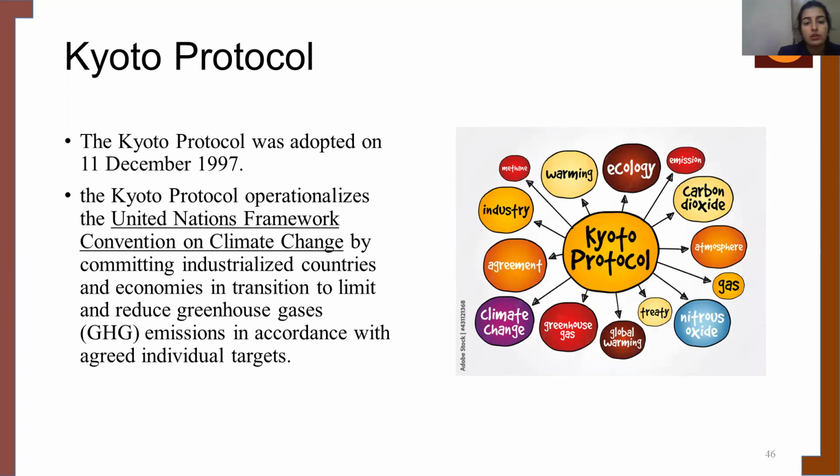The Kyoto Protocol operationalizes the United Nations Framework Convention on Climate Change by committing industrialized countries and economies in transition to limit and reduce greenhouse gas emissions in accordance with agreed individual targets. So the Kyoto Protocol aims at reducing greenhouse gases in order to save the planet from climate change.